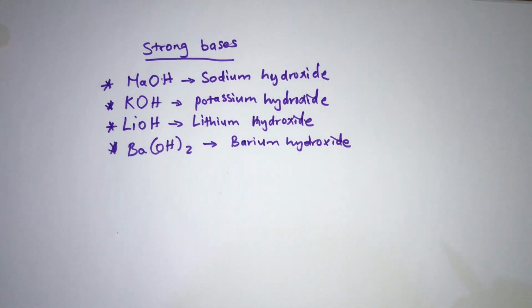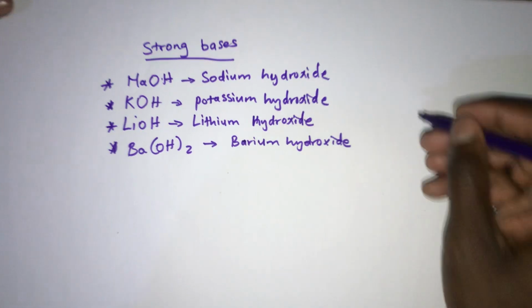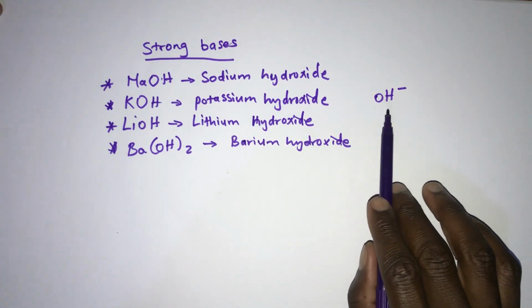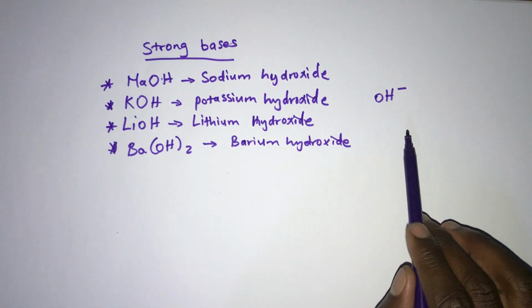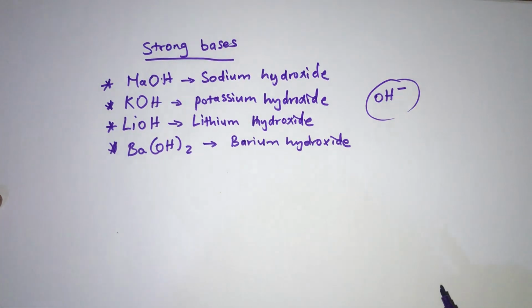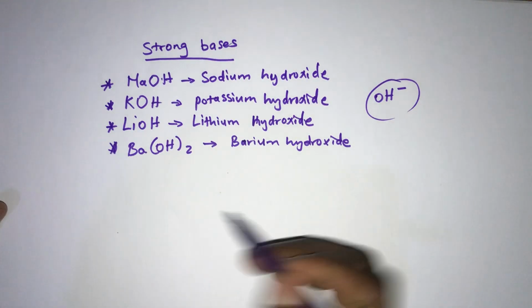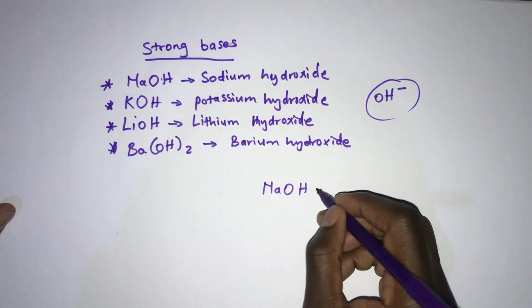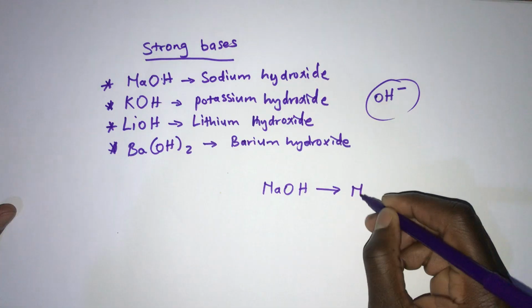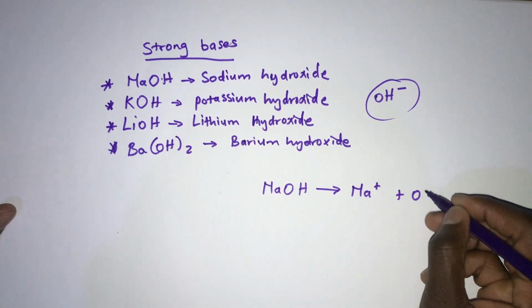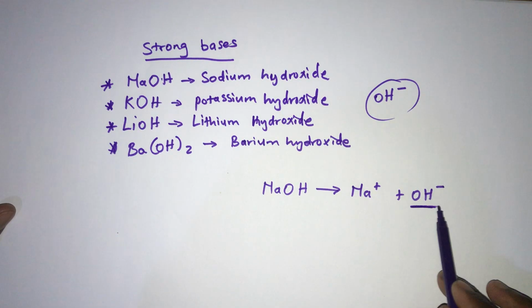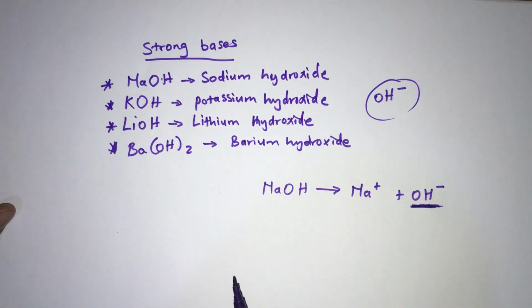So why are we saying this is a strong base? A strong base ionizes completely in water. When a strong base ionizes completely in water, it's going to form OH minus. For example, we have NaOH. When it ionizes in water, it's going to form Na plus and OH minus. So when it ionizes completely in water, it forms a higher concentration of hydroxide ion.